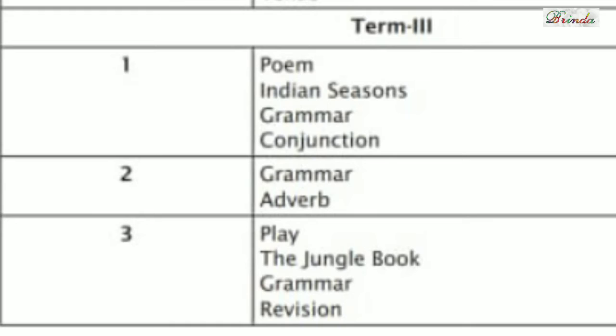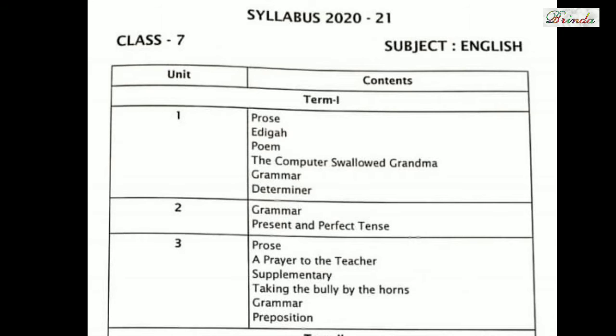Okay, fine children. Now shall we see for class 7? In the first unit, for term 1, we have prose, Eidgah. Poem, The Computer Swallowed Grandma. Grammar, determiners. Unit 2, we have grammar, present and perfect tense. In the third unit, we have prose, A Prayer to the Teacher, and supplementary reading, Taking the Bully by the Horns, and grammar part, prepositions.